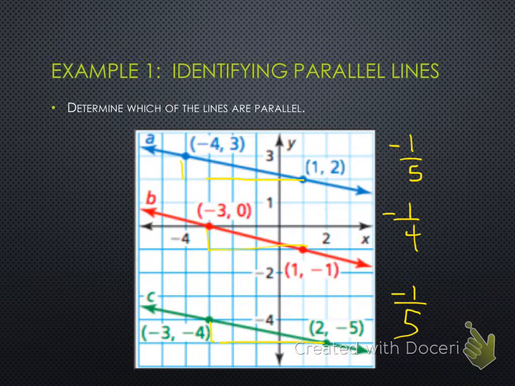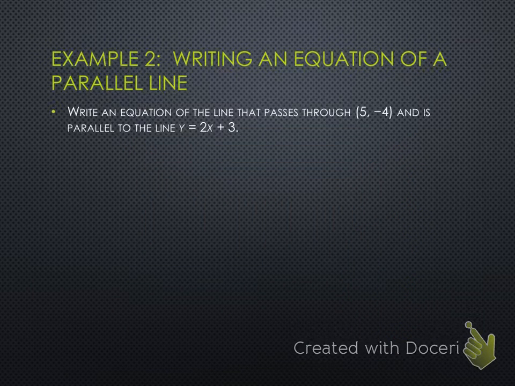So remember, for our lines to be parallel, that means they have to have the exact same slope. So line A and line C are going to be the parallel lines. Even though B looks like it's parallel, the slope is slightly off, so eventually they will cross. So just A and C are parallel.